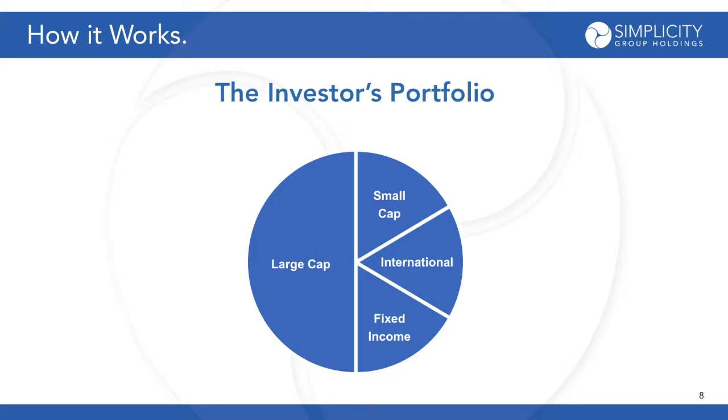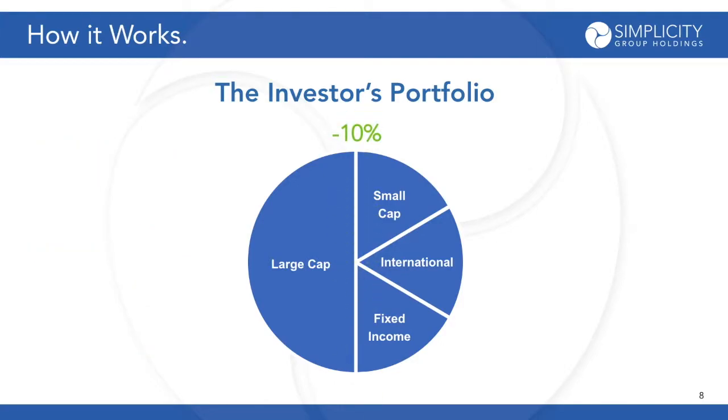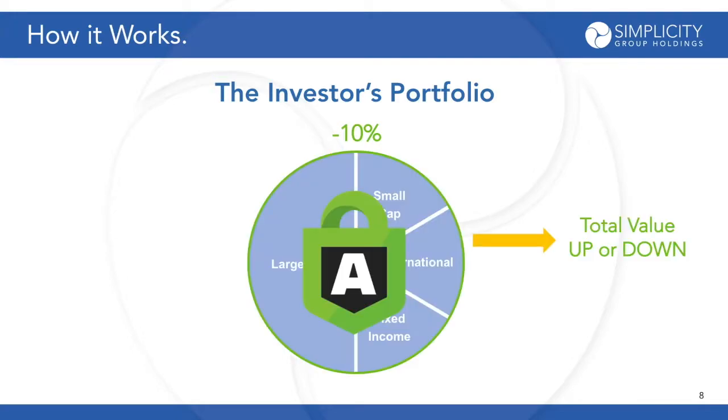The best part about AssetLock, and I think one of the reasons why it's been so successful, is its simplicity and because it communicates, like I said, the way an investor wants it to. So the first thing is we naturally have the client's investment portfolio, and then the client selects their communication point. So you can see from -7 all the way down to -25. But in this case, we're just going to assume that the client selects the -10. And so by selecting that, AssetLock wraps itself around the entire portfolio.